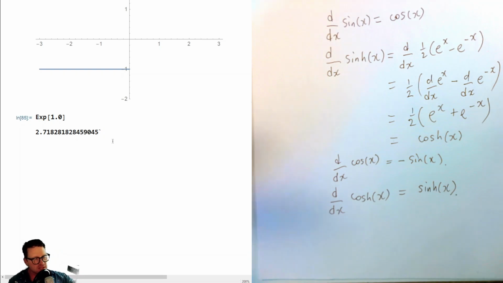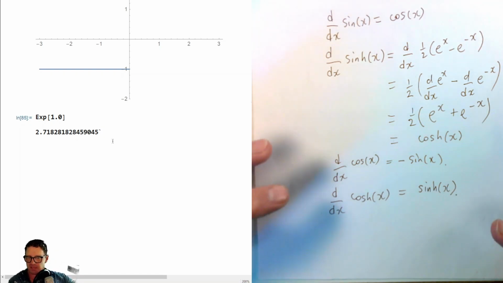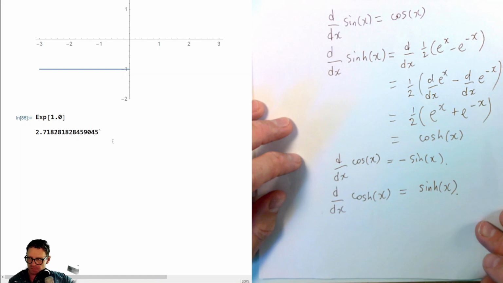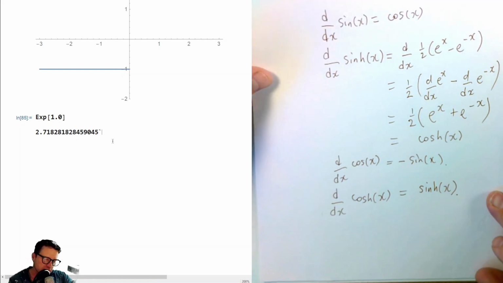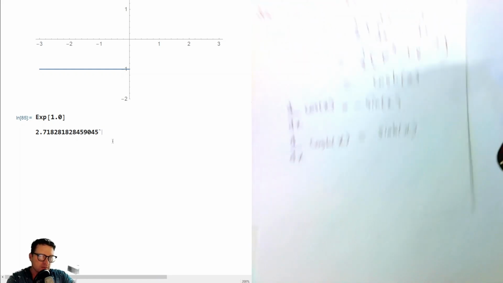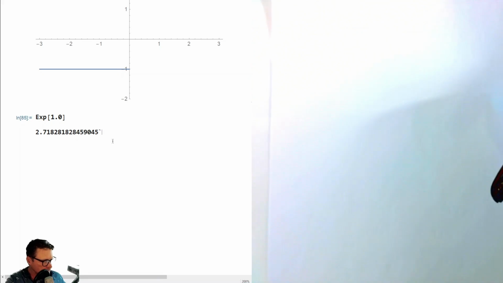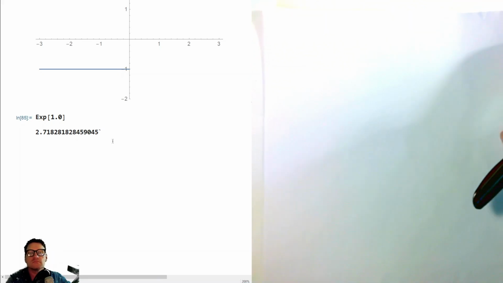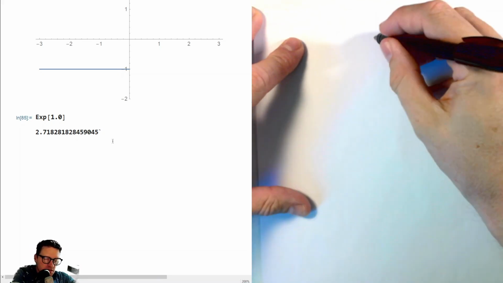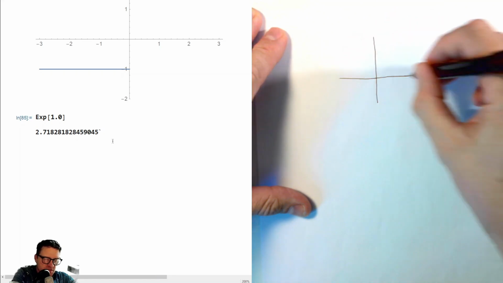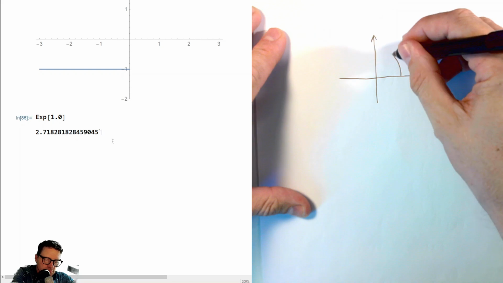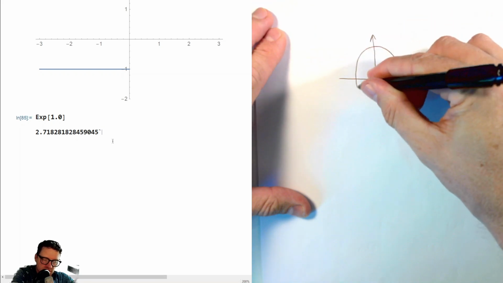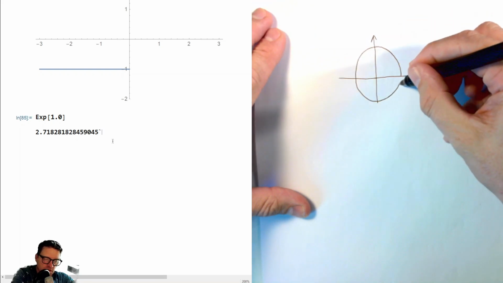Okay, so does the analogy stop there? No, it doesn't. It keeps going. So let's think of some other similarities between sine and cos and sinh and cosh. Okay, so I'll grab a new piece of paper. All right, so let's talk about parameterization of the circle. And by the circle, I mean the unit circle, the circle of radius 1.